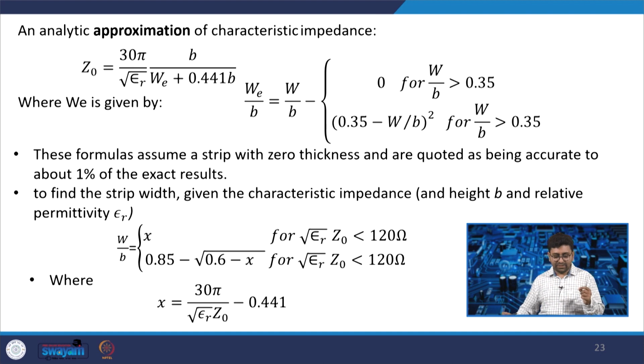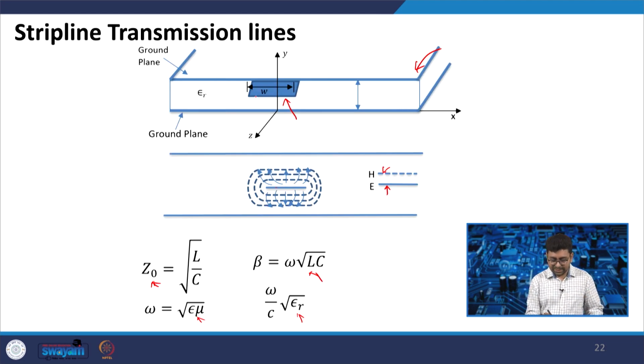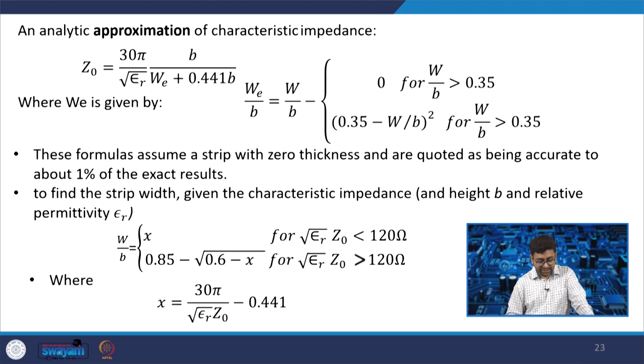Now, the important thing is to find Z naught, because in all the examples of Richards transformation or the quarter wave transformation, what we want to realize is a certain value of Z naught. If you know the value of Z naught, you can identify the width of the conductor. You already know the epsilon r, the relative permittivity of the material, and the thickness of the substrate, which is given by b. Then you can write the equation for Z naught in terms of b and W e, the effective width, plus 0.441 b.